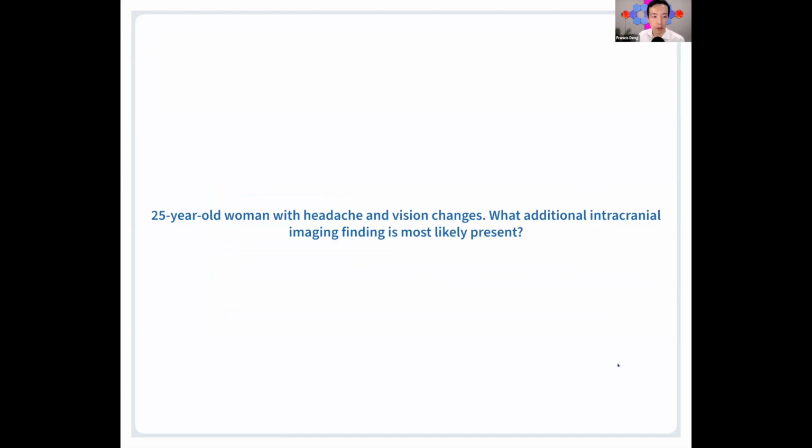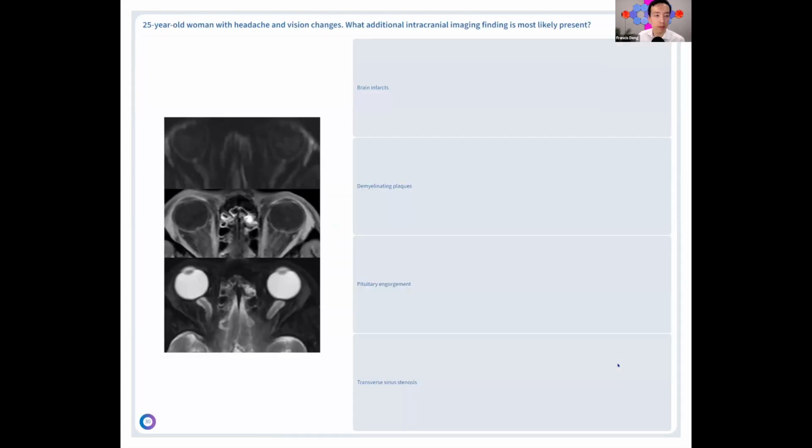Next case is a 25-year-old woman with headache and vision changes. What additional intracranial imaging finding is most likely present? I'm showing you a bunch of MR images through the orbits only. I'm asking you what intracranial imaging finding might be present in this individual.